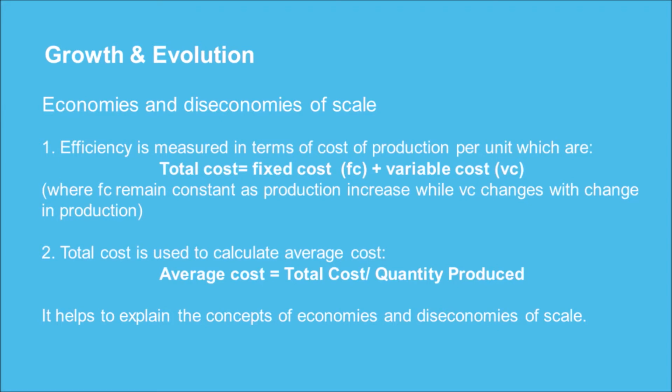1. Efficiency is measured in terms of cost of production per unit. Total cost equals fixed cost, FC, plus variable cost, VC, where FC remains constant as production increases while VC changes with change in production. 2. Total cost is used to calculate average cost. Average cost equals total cost divided by quantity produced. It helps to explain the concepts of economies and diseconomies of scale.